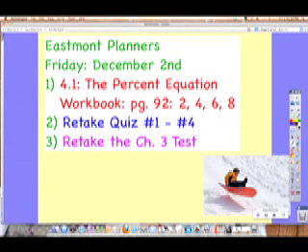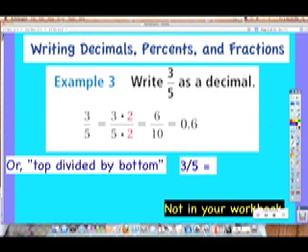Okay, so we're talking about the percent equation today. This very first part, because we had a whole chapter on this stuff. Decimals, percents, fractions. I don't know if you remember. I hope you remember. So right here, changing 3/5 to a decimal.